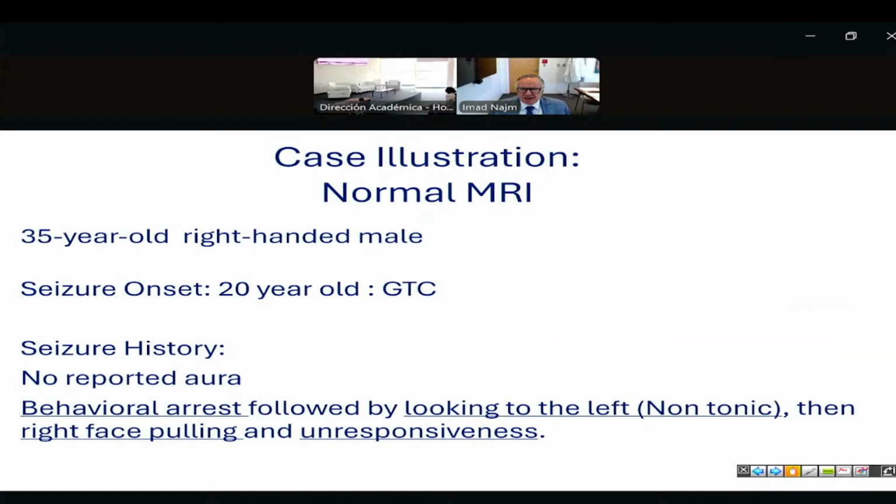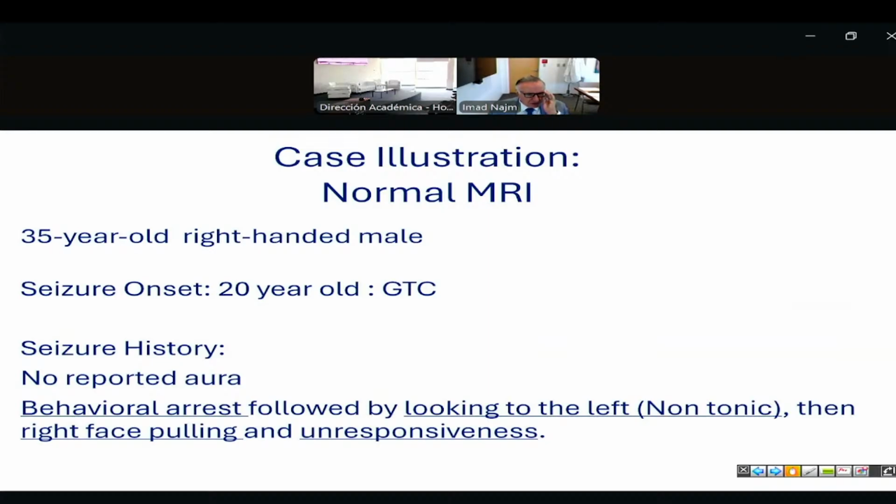So let me here share with you a case to illustrate some of the points I made here, and then to take it to the next level, which is how to use this information to analyze it in order to come up with a final hypothesis about where these seizures may be coming from.